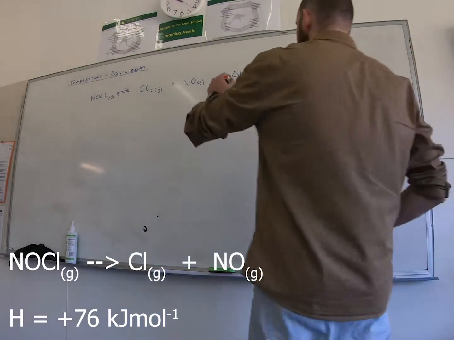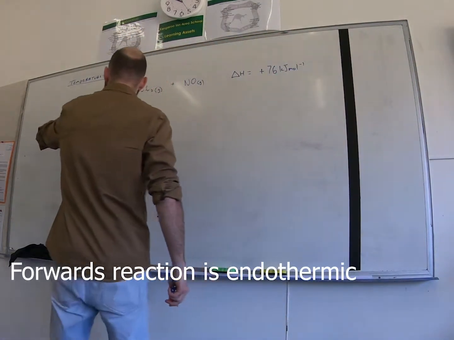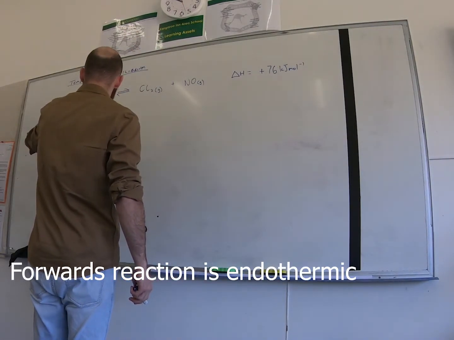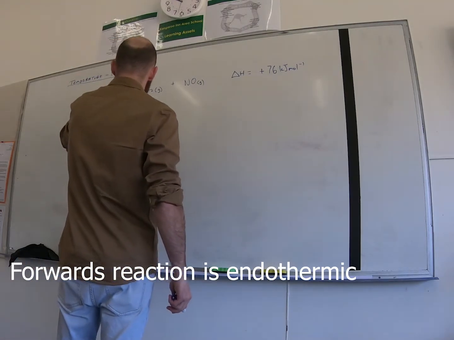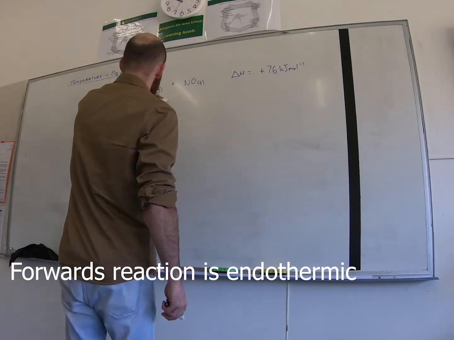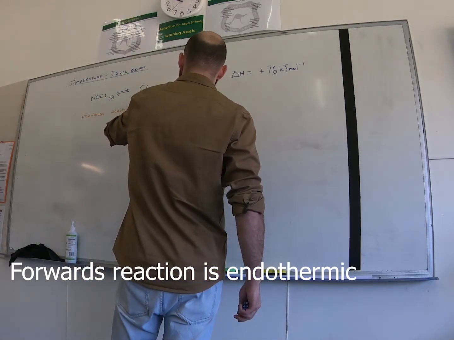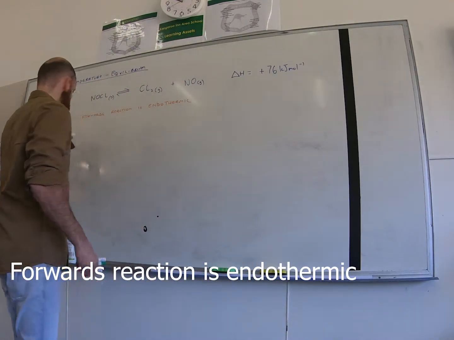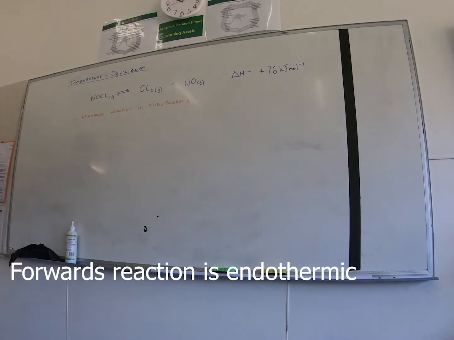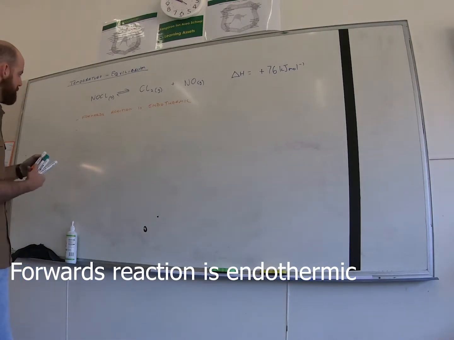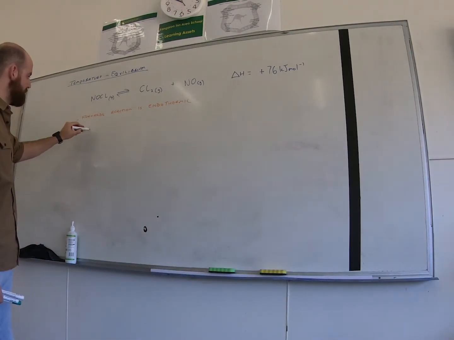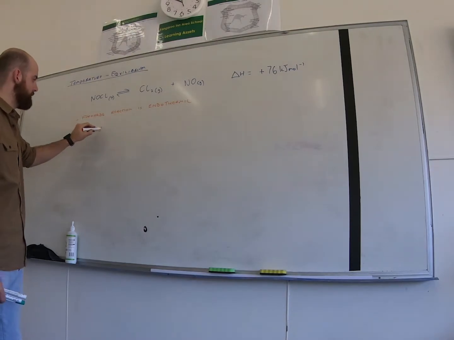So from here, we can say the forwards reaction is endothermic. What can we then say about this reaction from that information? If the forwards reaction is endothermic, the back reaction is exothermic. Okay. The backwards reaction is exothermic.